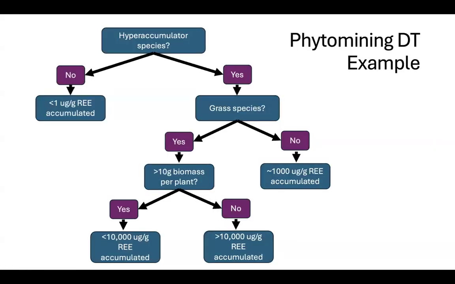So this is an example flowchart showing how a decision tree might work. It asks a series of questions about the data, and depending on whether yes or no is answered, it gives predictions showing how many micrograms per gram of, in this case, rare earth elements are accumulated within the plant biomass.